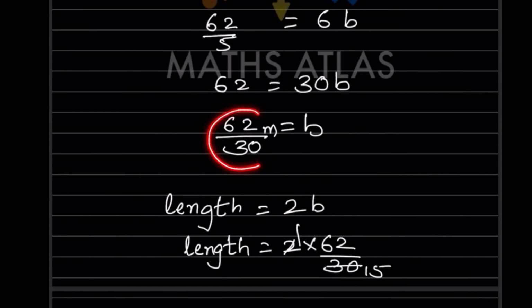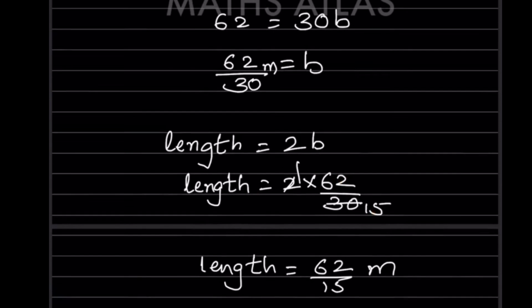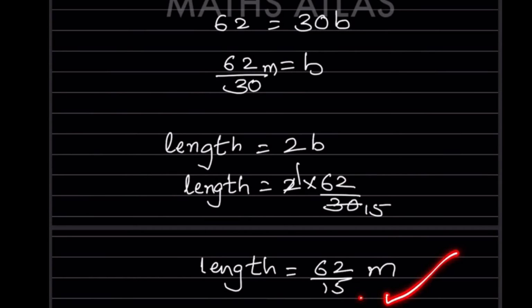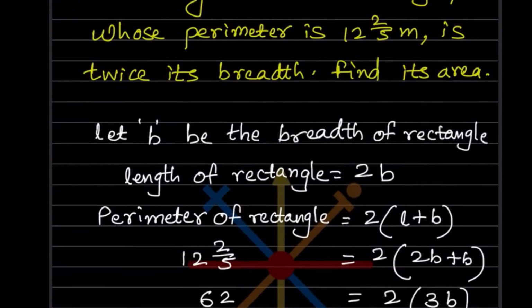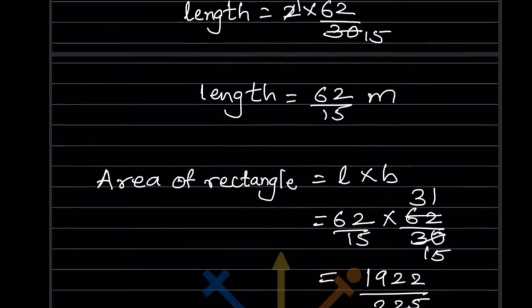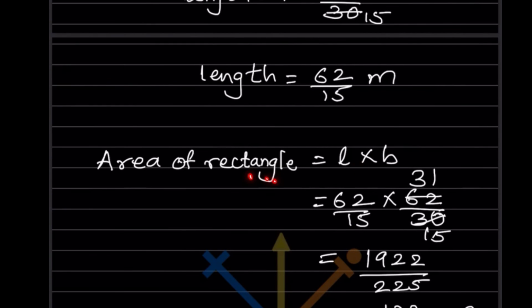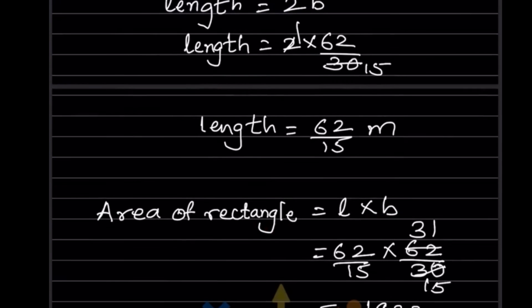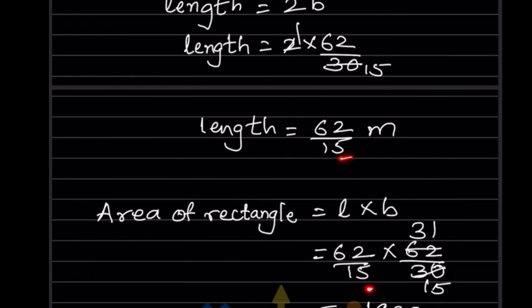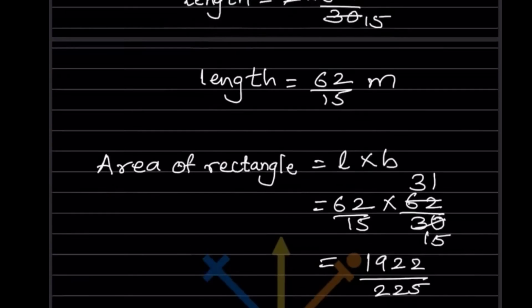In place of b, you will write 62 by 30. So when you simplify this, you get 62 by 15 meter. So now we will find out the area. Now we know the length and the breadth. So area of rectangle is length into breadth. So we got the length as 62 by 15 and the breadth we got as 62 by 30.